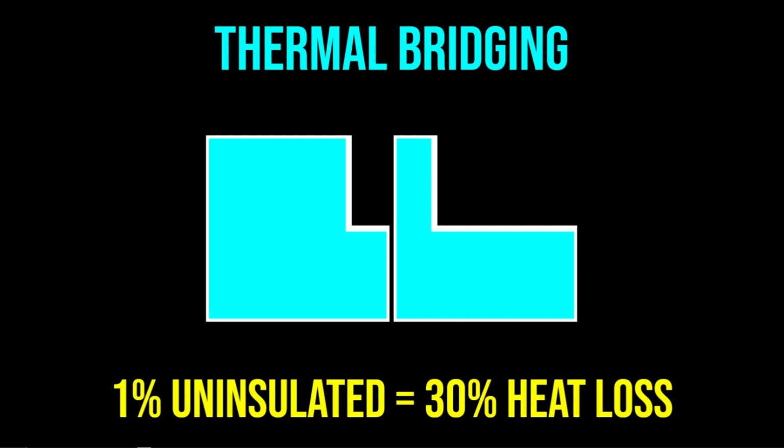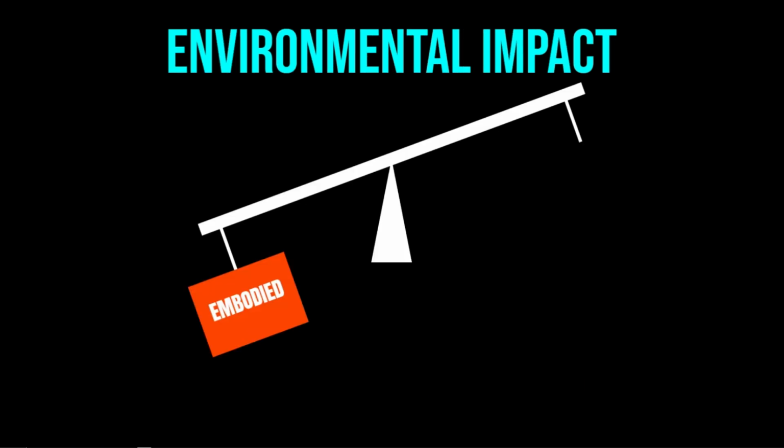However, it must be protected from wind wash, where cold air penetrates the fiber matrix and reduces its effective R-value. In all cases, the continuity of the insulation layer is as important as the material's lambda value. 1% of uninsulated area can lead to a disproportionate 30% increase in total heat loss through a wall.